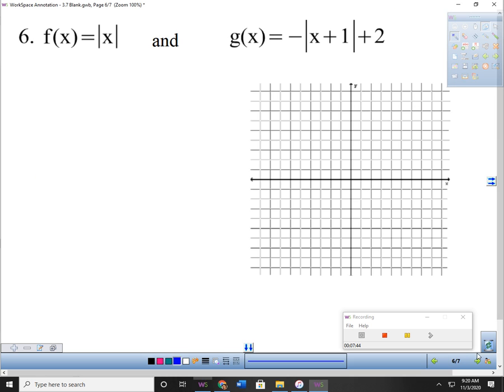All right, number 6. First they want us to graph the absolute value of x. That one is really easy to graph. You really don't even need to pick points. What happens is you just start at the origin, and you're just going to go diagonally up. So it's just up 1 over 1, up 1 over 1 the whole time.